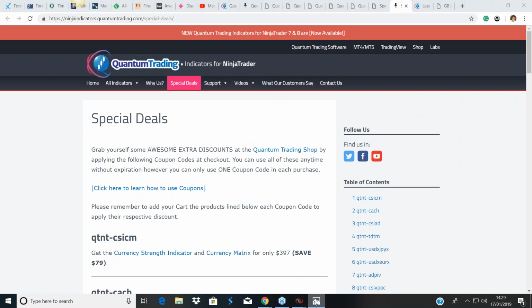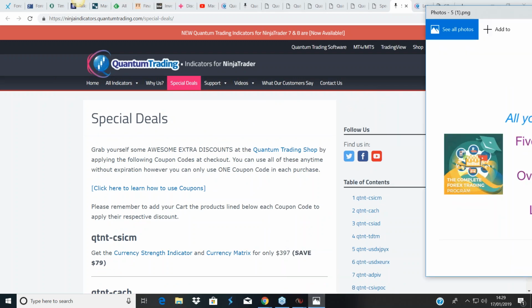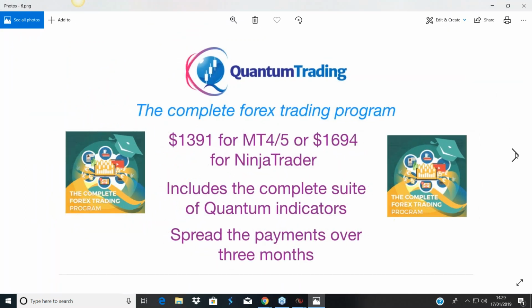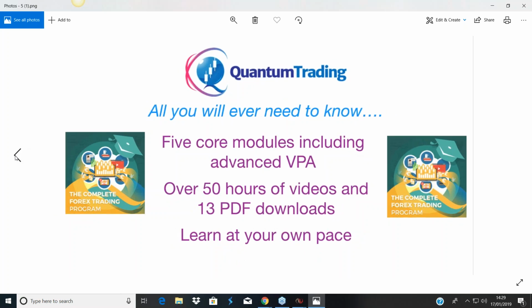When you come to the education side, the cost of the education for NinjaTrader comes to 1694, but that includes the full suite of indicators. So it's not 1694 plus the full suite. The actual education bit only comes to less than $500, and for that you get the 5 modules, about 50 hours of videos, and 13 PDFs. You learn at your own pace, and it's yours to keep for life.